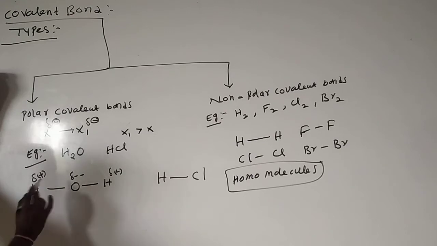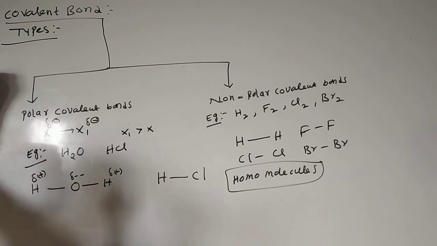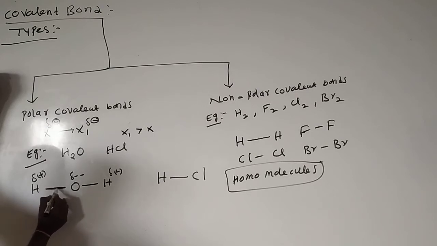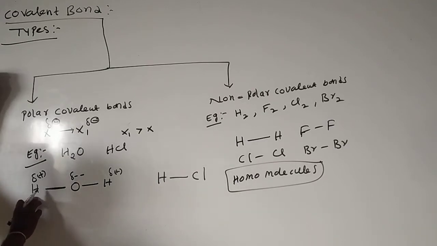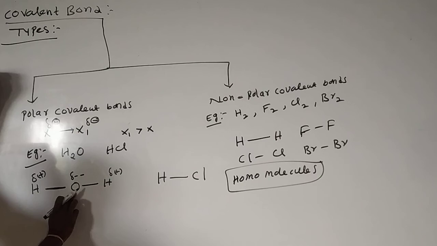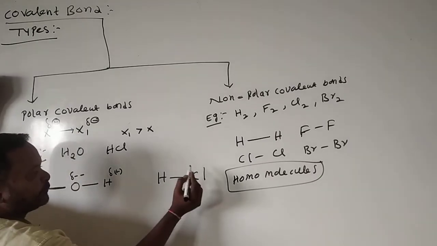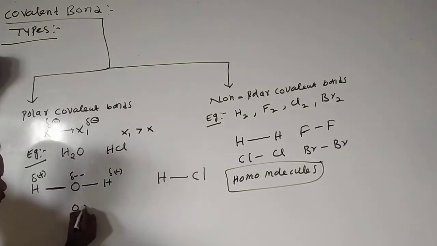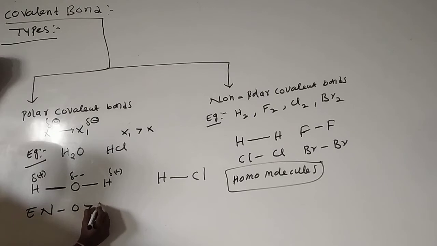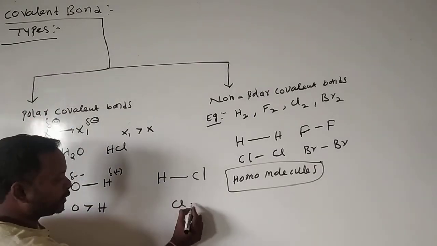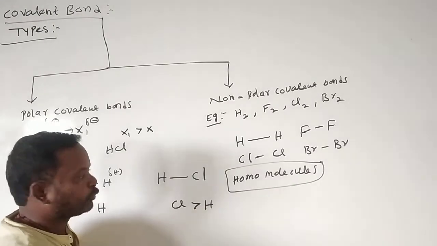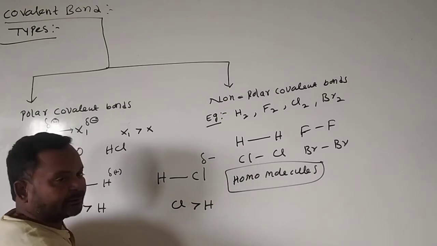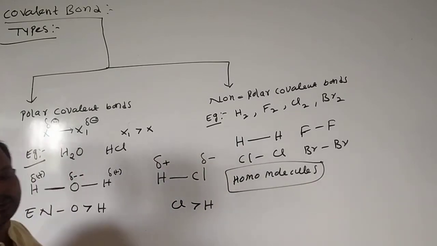The electrons are shared by two atoms, but oxygen is more electronegative than hydrogen. So these bonded electrons always shift towards oxygen. Hence, hydrogen gets partially positive. Delta indicates partial charge: this hydrogen is partially positive and oxygen is partially negative. Here also, chlorine is more electronegative than hydrogen, so chlorine gets partially negative and hydrogen gets partially positive.